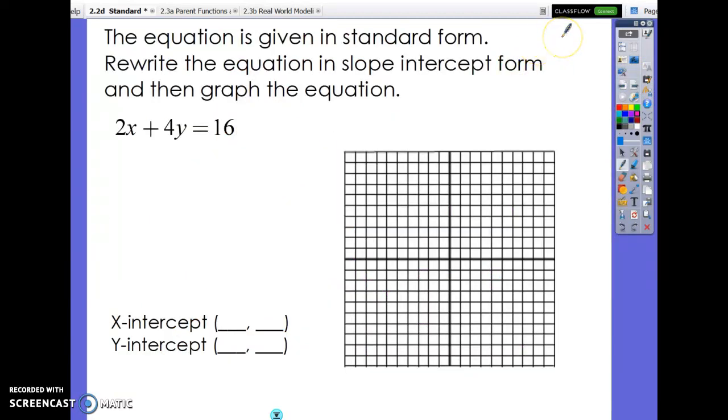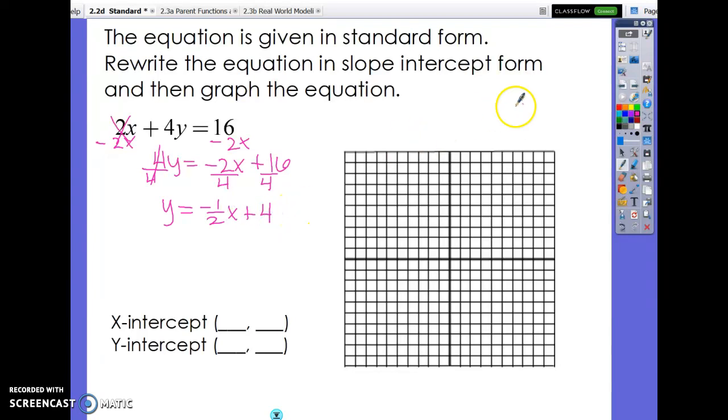Let's take a look at our standard form. So if we're given something in standard form and we want to be able to graph it, we need to put it in that slope intercept form first. Okay, so remember, that boils down to just solving for y. So 2x plus 4y equals 16. Well, let's subtract 2x from both sides. So we're going to have 4y equals negative 2x plus 16. Need to divide every single term by 4. So y equals negative half x plus 4. And there we have our slope-intercept form.